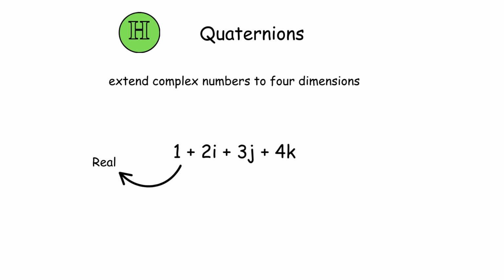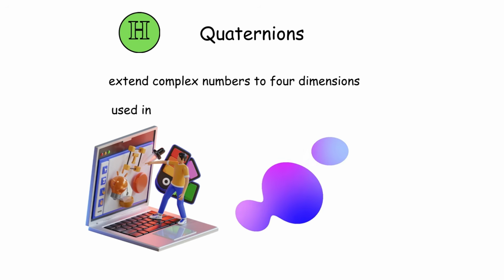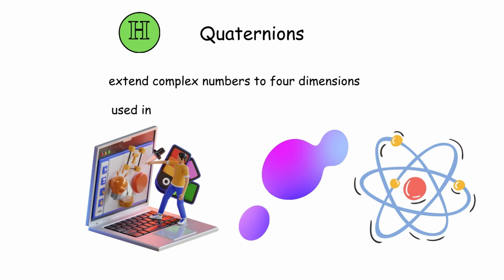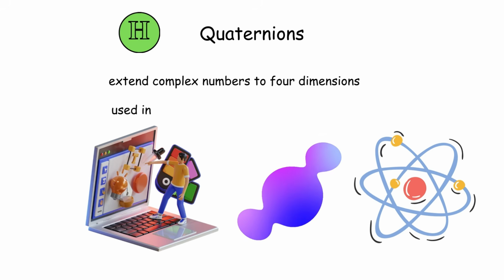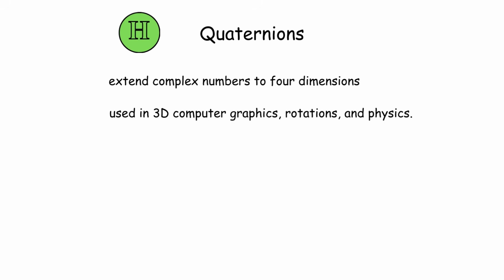They consist of 1 real part and 3 imaginary parts. Quaternions are particularly useful in 3D computer graphics, rotations, and physics. They provide a way to represent rotations in 3-dimensional space, which cannot be easily achieved with simple real numbers. Example: 1 plus 2i plus 3j plus 4k. Quaternions are not commonly used in everyday math, but are important in specialized fields like computer graphics and theoretical physics.